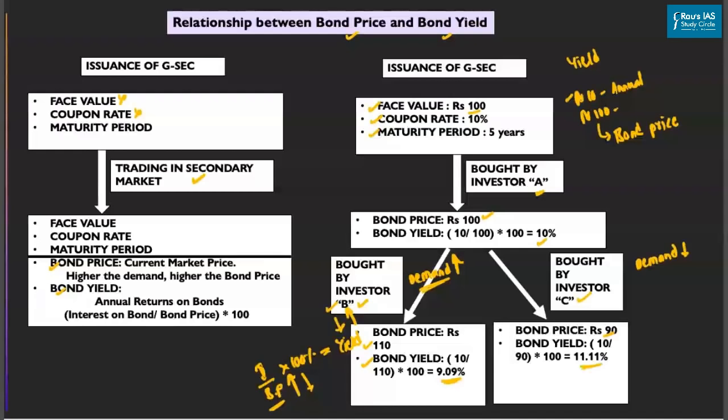So as you can see, a bond price of rupees 90 gives us a yield of 11.11%, whereas a bond price of rupees 110 gives us a bond yield of 9.09%. That is why we say that the bond price and bond yield are inversely proportional to each other. So please understand here, when the demand increases, the bond prices increase, because of which the yield rates reduce. When the demand reduces, the price reduces, and hence the yield rates would increase.